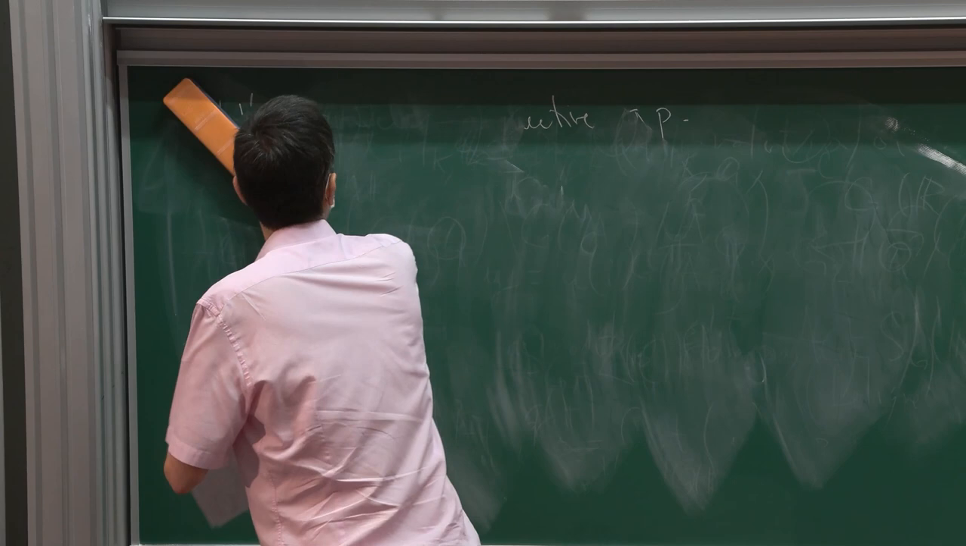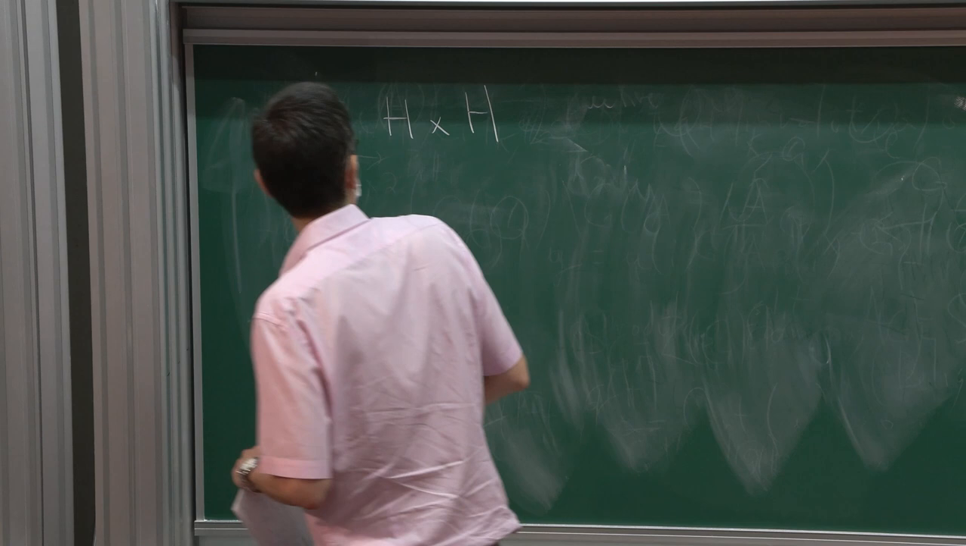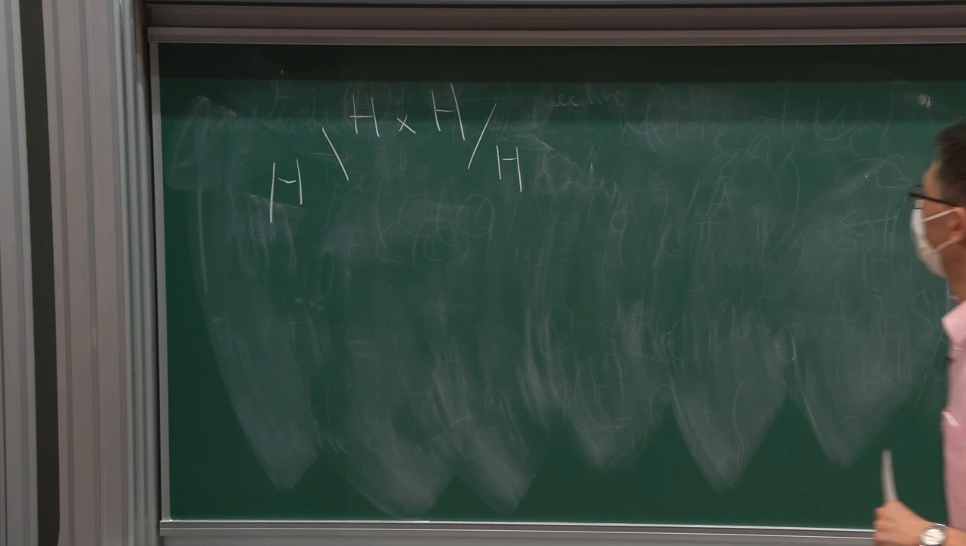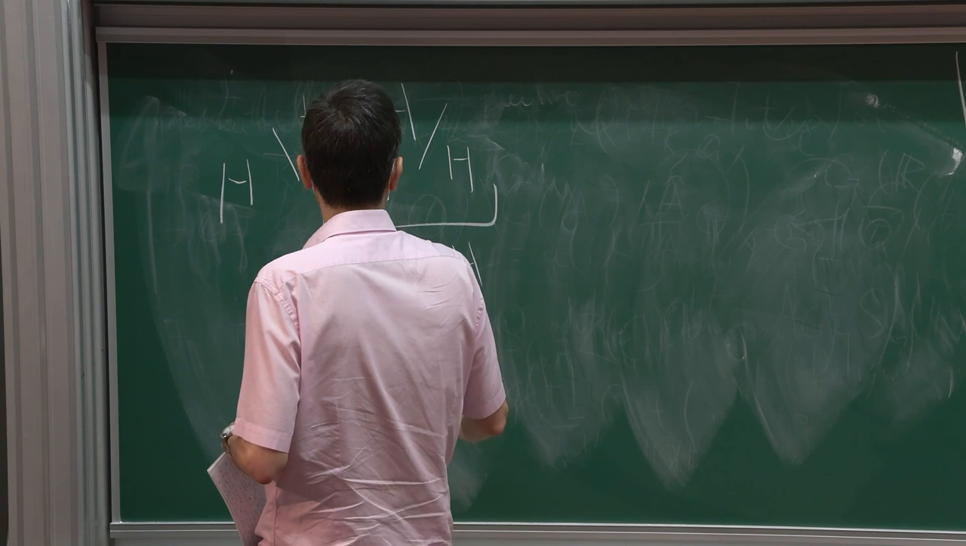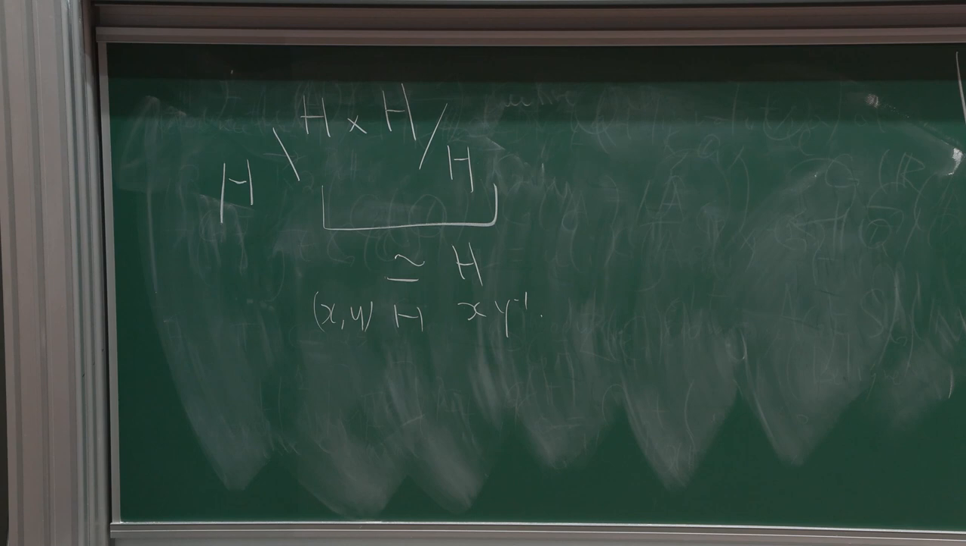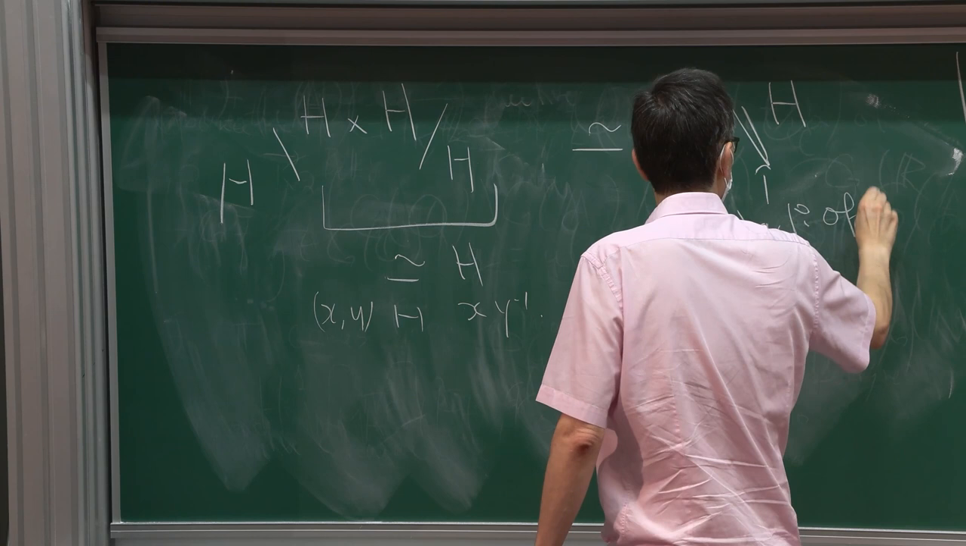And we can also write the geometric side. So we are in the situation where we are looking at H cross H, mod H on the right, mod H on the left. So this quotient is H, say by x, y maps to x y^-1. And so this is H mod the action of H on itself by conjugation.